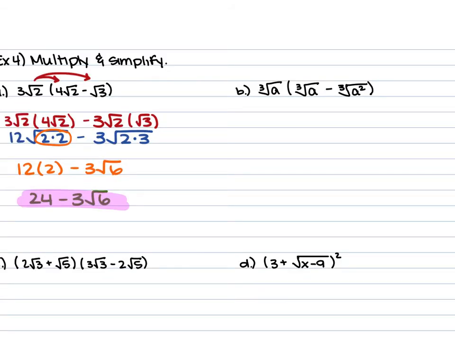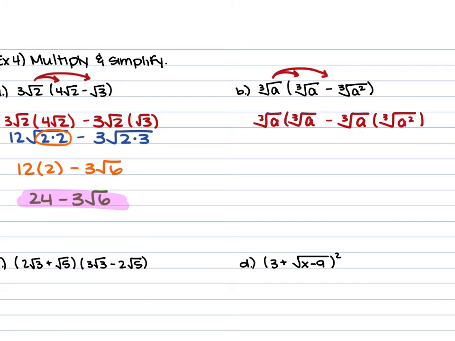For example B, we have the cube root of a times the cube root of a minus the cube root of a squared. Underneath that, inside the parentheses, you cannot simplify anything. So do what you did before this question and distribute the cube root of a. So we're going to do the cube root of a times the cube root of a minus the cube root of a times the cube root of a squared.